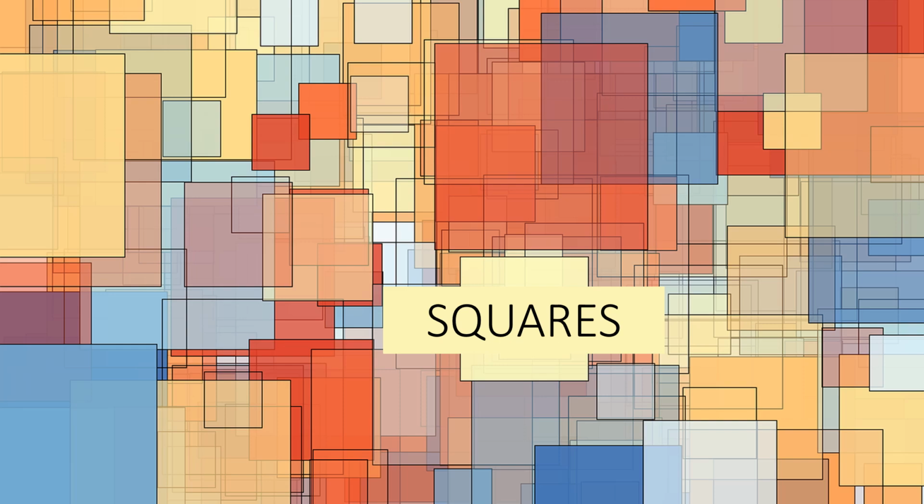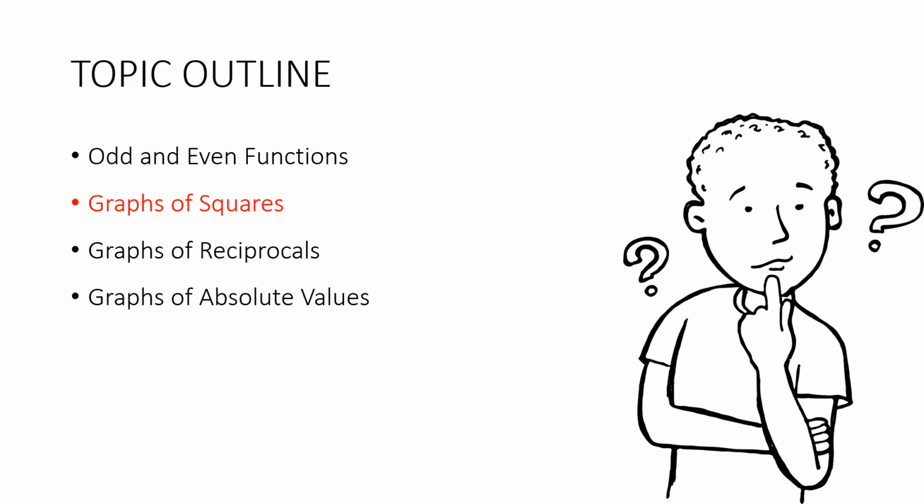Hi students, this is our second video for the topic of further functions for the International Baccalaureate course, Analysis and Approaches. In this lesson, we're going to look at how we graph the square of a function.